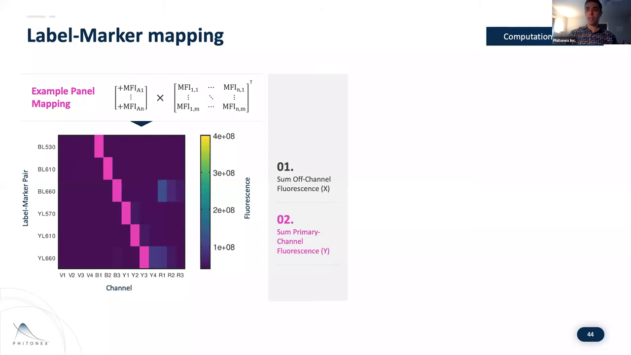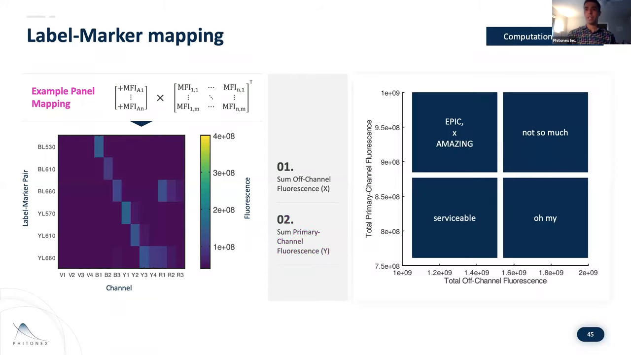It was actually just, I tried to create the cleanest panel available because I can do that. If you think about a very simple two-axis plot here, where you're trying to optimize for total primary channel fluorescence and limit total off-channel fluorescence, you really would want a panel that's in the epic amazing box, right? Because you're maximizing the amount of signal you can get in the primary channel and minimizing the amount of spread. Everything else would be serviceable or not very much.